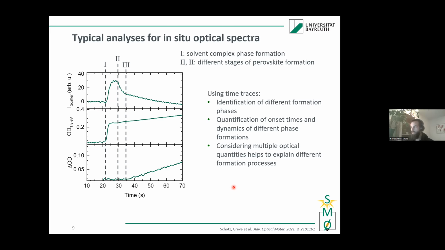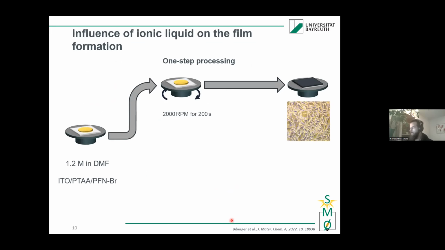Yes, so now that we have the tools to analyze the data, I want to go to a recent example. It's a recent study from Simon Biberger from our group. He investigated the influence of the ionic liquid on the film formation. So ionic liquids are used to passivate perovskites, so to improve their optical properties, basically.